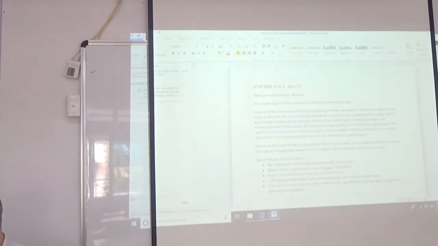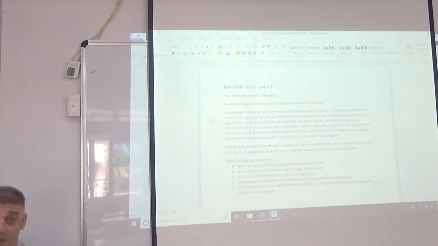So here's the task, which I'm going to upload. It says, win a grant, that means money, not loans. Win a grant of government support to expand your business overseas. So you're going to imagine you're an Australian company. Imagine the Australian government has proposed a scheme to give grant money to domestic Australian companies who invest in Vietnam. So your research is about Vietnam.